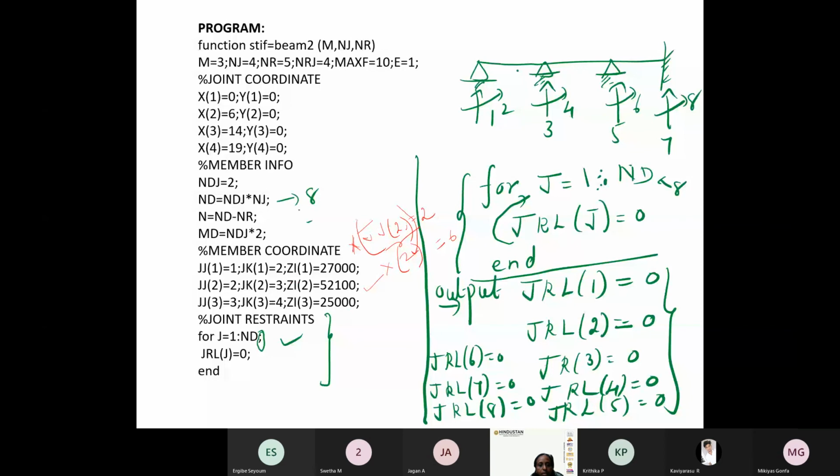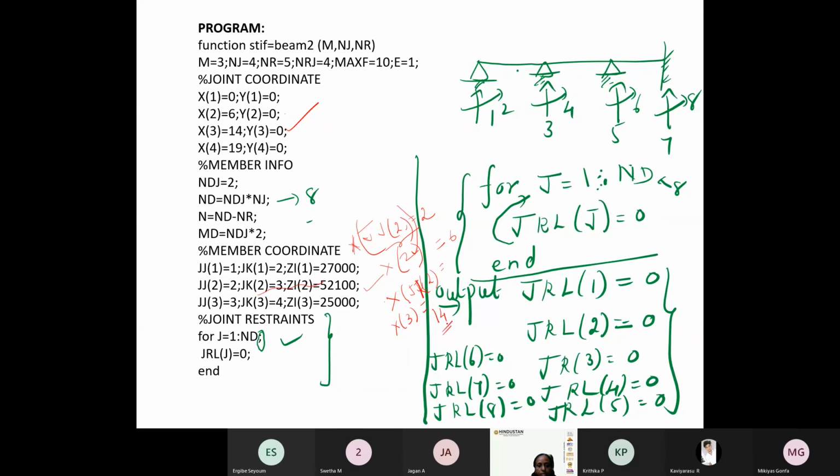Now you have to calculate JJ of 2, then JK of 2. We got JJ, now JK. JK of 2 is 3. So here it is given, JK of 2 is equal to 3. So x of 3. X of 3 is equal to... So you have to look here, this row, and then move on to this one. X of 3 is equal to 14.